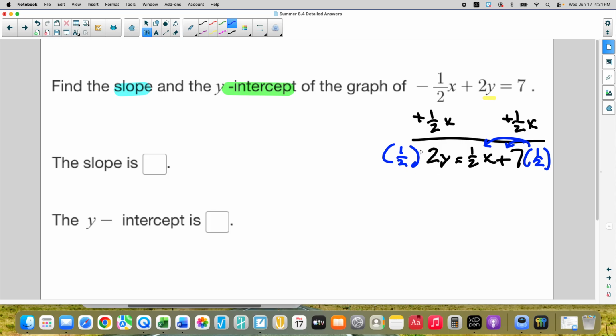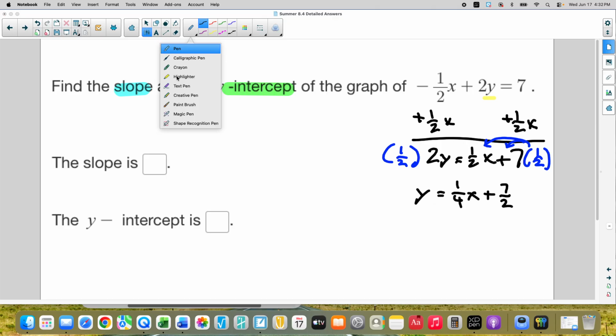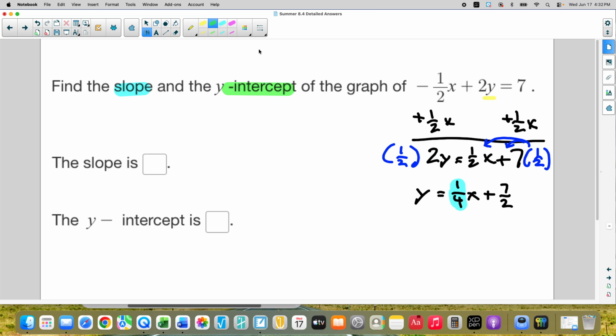We multiply this, we're left with y, because any number times its reciprocal gives me a 1. And now I have to multiply this 1/2 times 1/2 x, which gives me 1/4 x, and then 1/2 by 7, which gives me 7/2. Very, very simple. There is no difficulty of multiplying 7 times 1/2. And now my variable is isolated. Now I can pull out the slope, which is the coefficient of x, and the y-intercept.